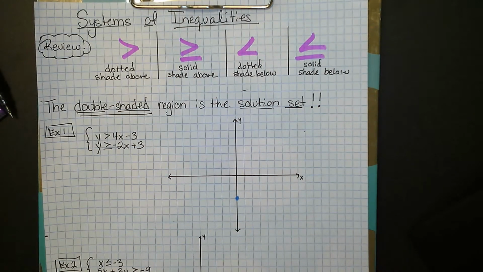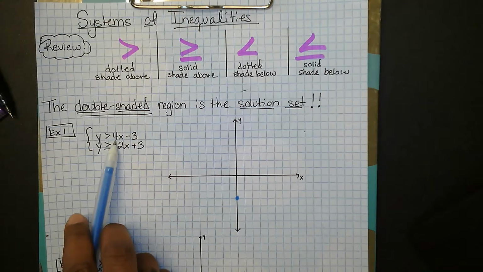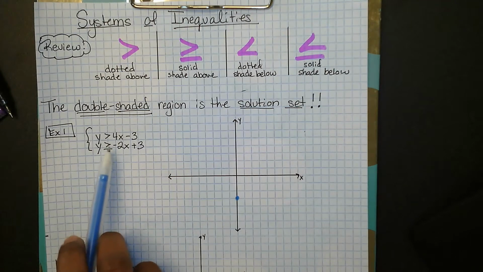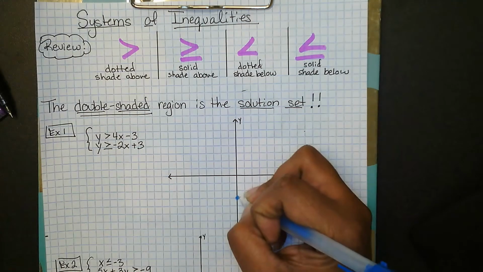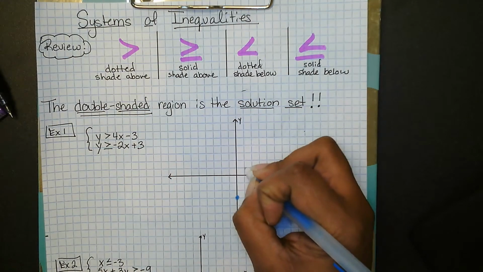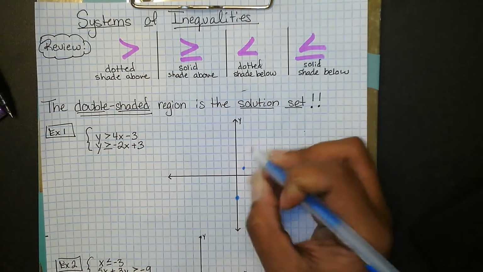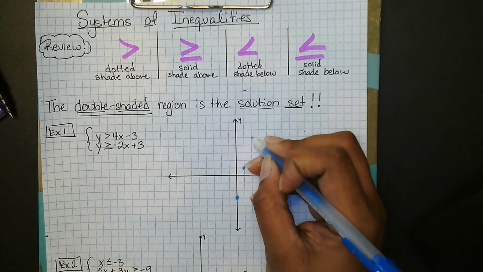After we plot the y-intercept, we're going to use our slope to find the next point. The slope of the first inequality is positive 4, which means we need to rise 4 and run to the right 1. So up 1, 2, 3, 4, 1 to the right.